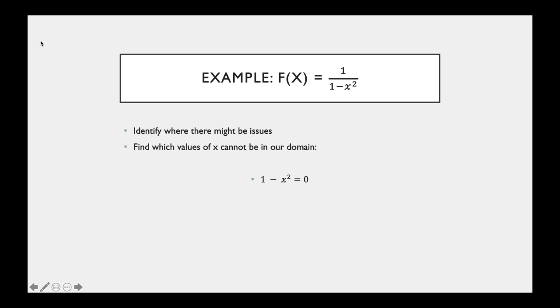Now we're going to solve for x by subtracting 1, dividing by -1, and then taking the square root, and we get x equals 1 and x equals -1. So if we plug in 1 or -1 for x, we'll get a 0 on the bottom, and that's bad, so we can't have 1 or -1 in our domain. However, everything else can be in our domain, so we want to write our domain in such a way that it's everything excluding those two things.